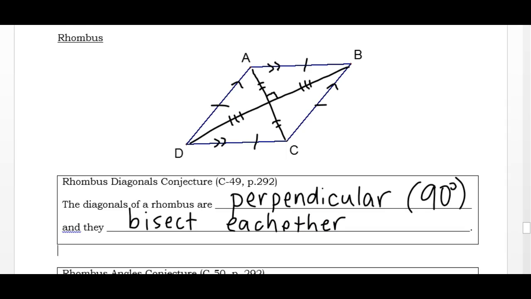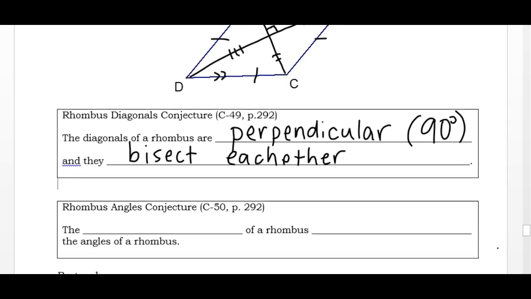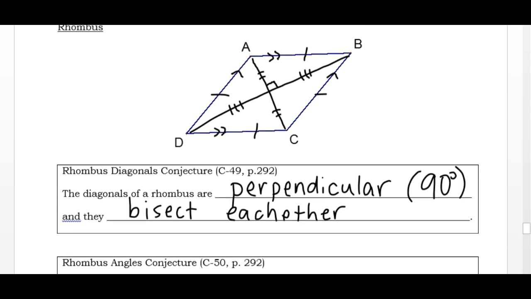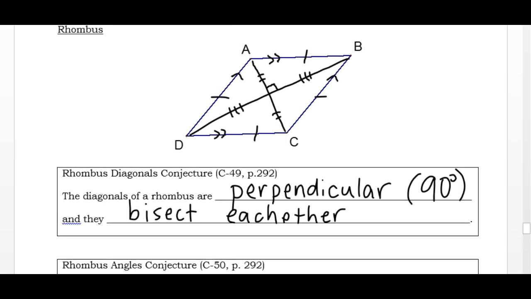My second box here says the blank of a rhombus blank the angles of a rhombus. So I'm looking at the angles of the rhombus, and I have the diagonals already drawn there, and what I notice is this angle here is cut in half, and this angle here is cut in half, and they are in fact the same four angles now. Same thing happens with A and C. This one here, and this one here. This one here, and this one here.